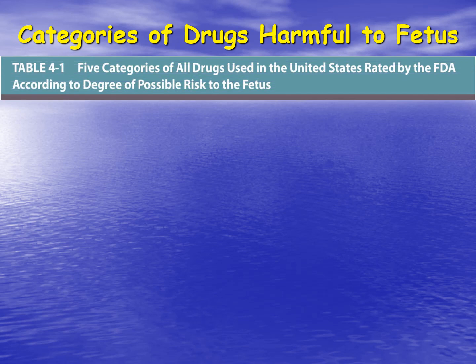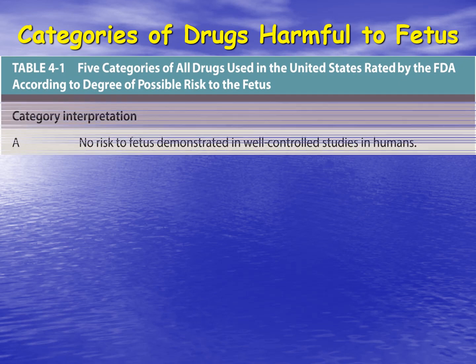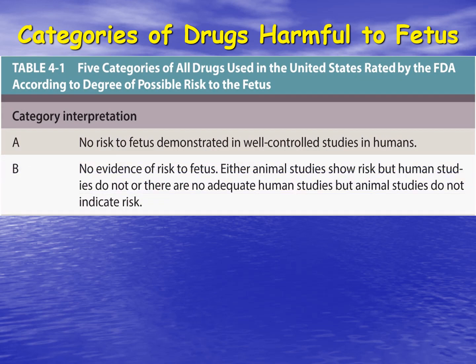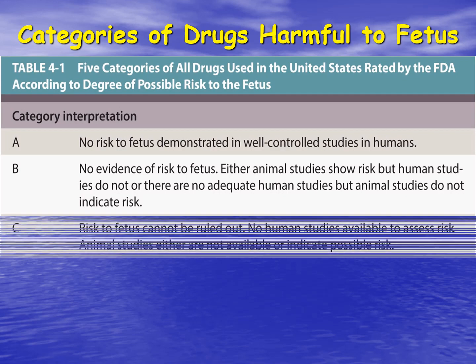We can actually classify drugs as harmful to the fetus into one of 5 categories. The first category is Category A, and these drugs possess no risk to the fetus, and this has been demonstrated in well-controlled studies in humans. Category B drugs, there is no evidence of risk to the fetus. Either animal studies show risk, but human studies did not, or there are no adequate human studies, but animal studies do not indicate any risk.